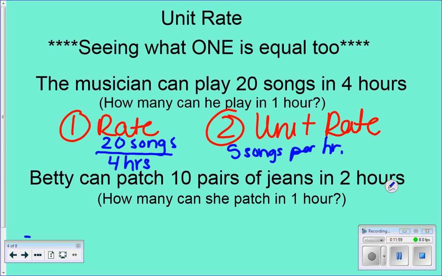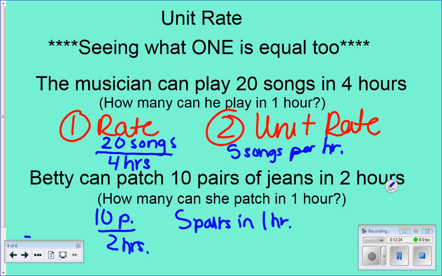What if I talk about this? Betty can patch 10 pairs of jeans in 2 hours. What's my rate? Cadence, what's my rate for this one? Yep. 10 pairs in 2 hours. What's my rate here, Jasmine? Or my unit rate, I'm sorry. Yep. 5 pairs in 1 hour. But I'm going to expand off this now.